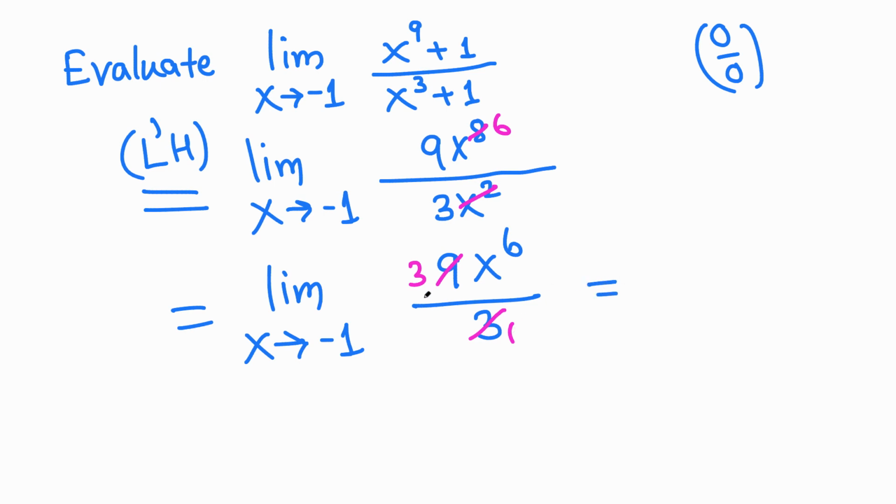So this is 3 times x, which is now negative 1, raised to 6, all over 1. We don't have to put the 1. Negative 1 raised to 6, negative 1 multiplied 6 times, is going to be positive 1, times 3 is 3, over 1 is just 3. So the final answer is 3.